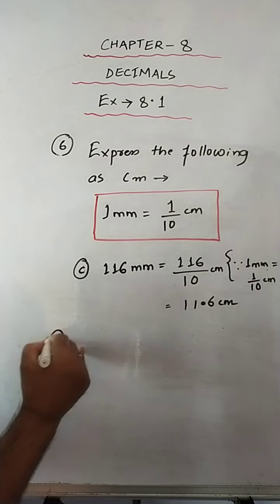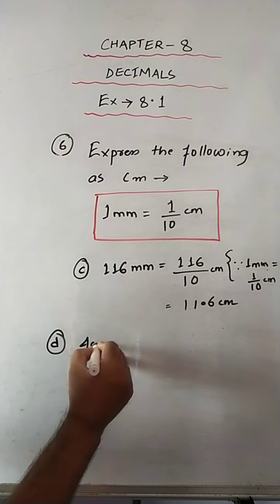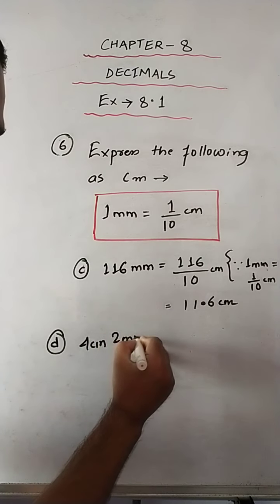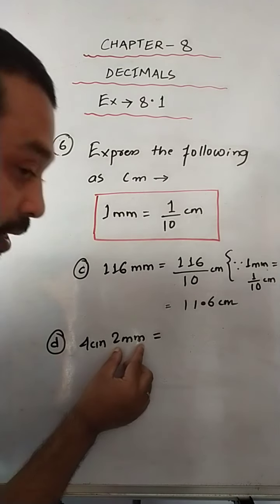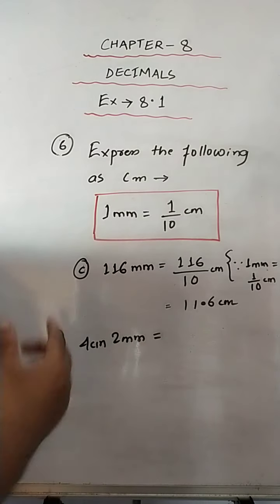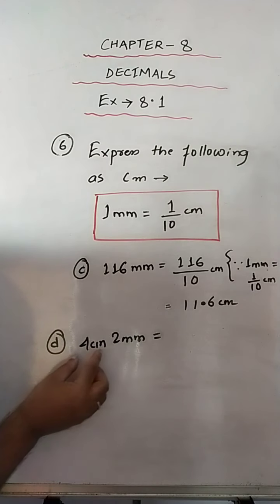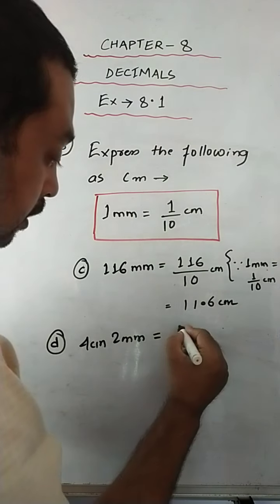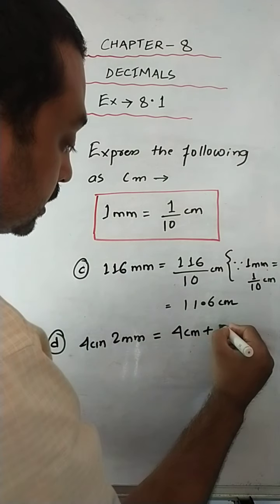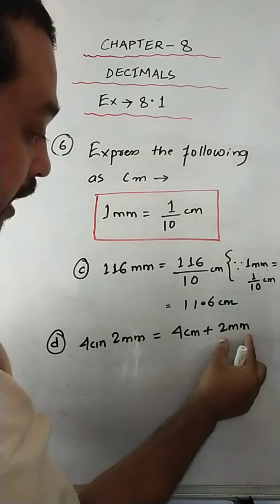Now let's do sum number D. Sum number D is a little bit different from the others. You see, in this question we have centimeter form also and millimeter form also. What I have to do is change the millimeter to centimeter form. We will not change this one because it is already in centimeter form, isn't it? So how to write this? We will write this as 4 centimeter plus 2 millimeter.